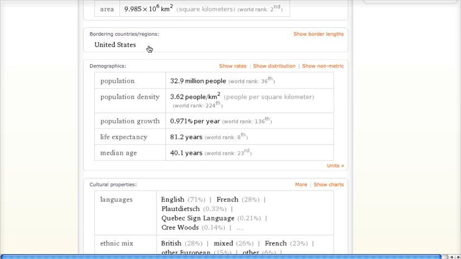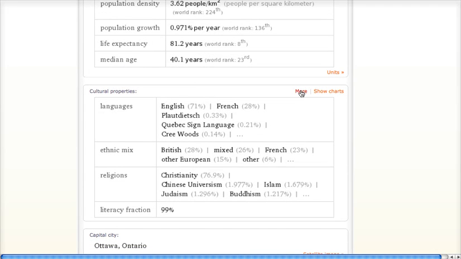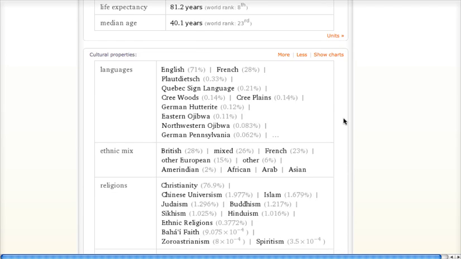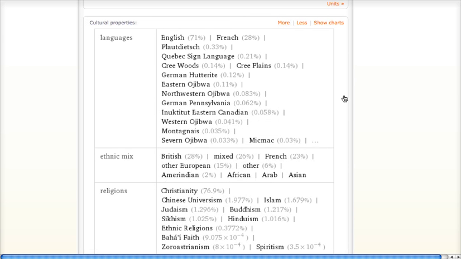The bordering countries, United States, that's actually an error. We have a border with Denmark as well in the far north. And then cultural properties is fascinating, actually. If you click on show more, you can keep getting more and more and more and discover all the various languages spoken in Canada, the ethnic mix, the religion, show charts about it, and all of this stuff can be dragged and dropped into pretty much any type of document.